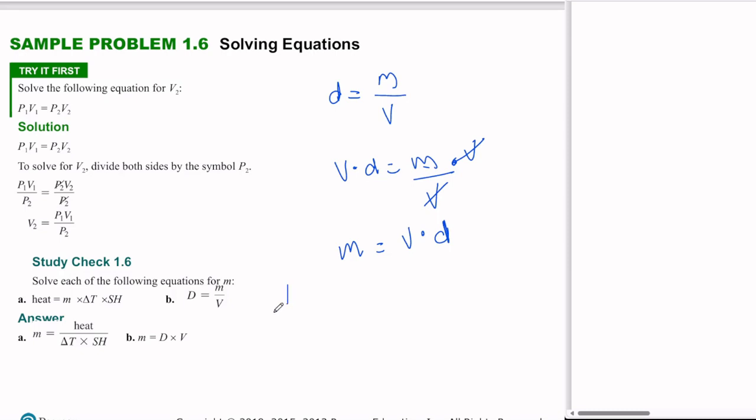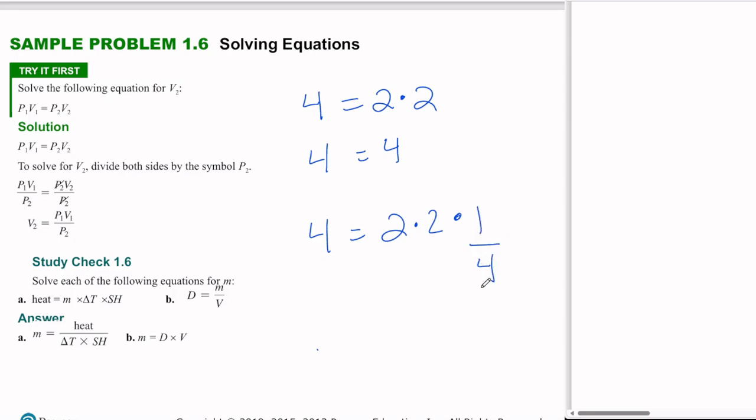Remember that 1 divided by 1, of course, is equal to 1. 4 divided by 4 is equal to 1. Any number divided by itself is equal to 1. That's the identity that we're using here by dividing V by V, and the V goes away because it's 1 times M on the right then.